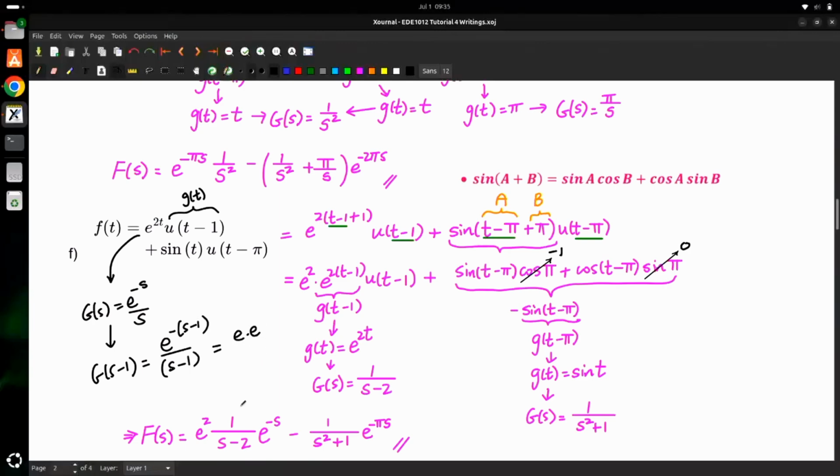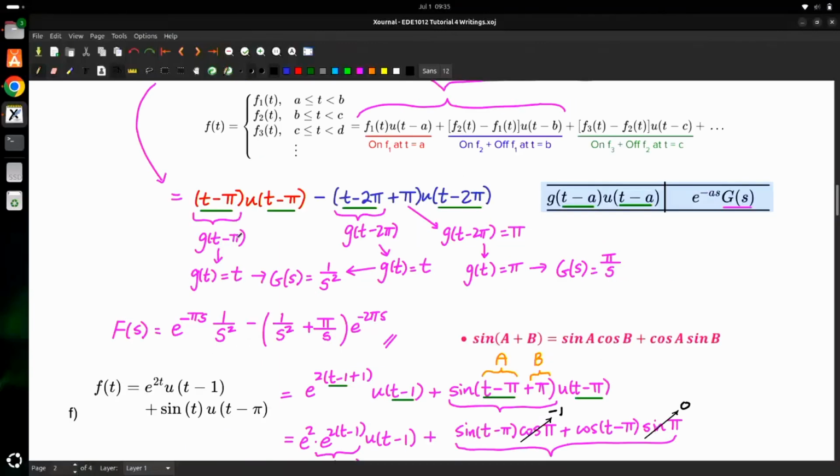Hold on, this one. The thought process is you have to recognize this thing. Yes. So after you recognize this thing, in order to get the big G of s, you got to get the small g of t. Because the big G of s, right, this guy is the Laplace transform of the small g of t. So therefore for your g of t minus a, you must get g of t so that you can get the Laplace transform for the big G of s.